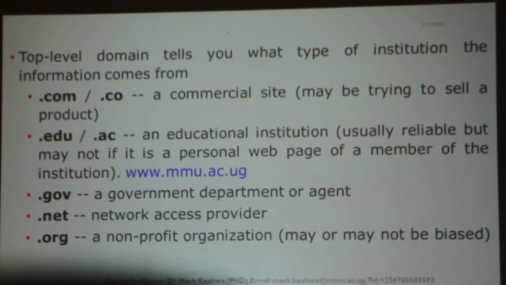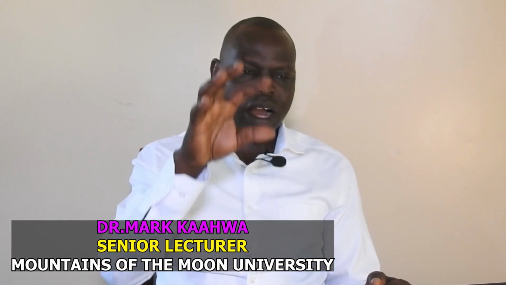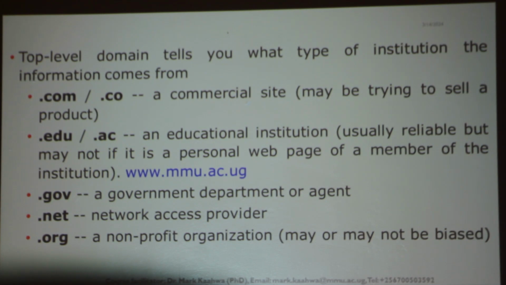.net is the network access provider. .org can be a non-profit organization, or might not be; it may be biased. So if you're going to get information from websites, you have to check these domains, and the domains will tell you what kind of institution it is. That can be a basis for you to trust it or not to trust it.